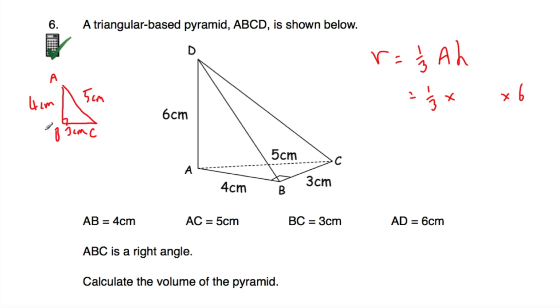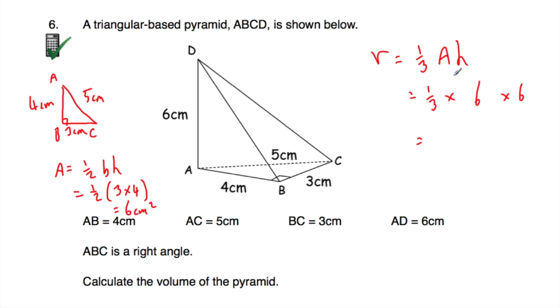And that's the right angle. So if we want to find the area, the area is equal to half the base times the height, because it's a triangle. So it's a half of the base, which is 3, times the height, which is 4. 3 times 4 is equal to 12, and half of that is equal to 6, so 6 centimeters squared. So the area of that triangle is 6 centimeters squared, which means the area of the base is 6.